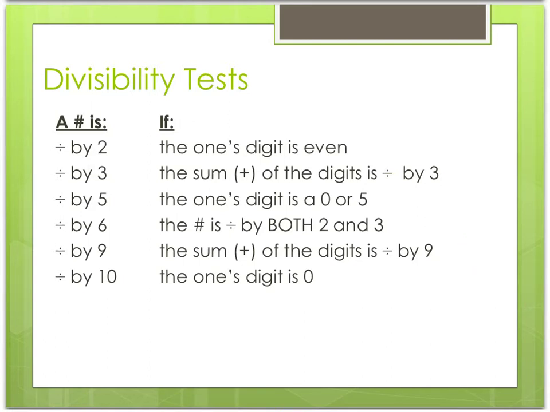And the final rule, a number is divisible by 10 if the number ends in a 0. So, very important rules, can help out a lot when you're looking at divisibility, and especially when we're working with prime and composite numbers. Again, make sure you have these down in your notes.